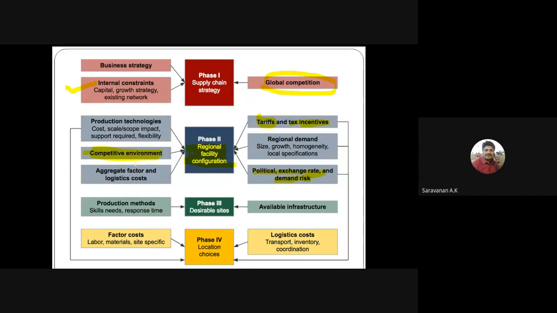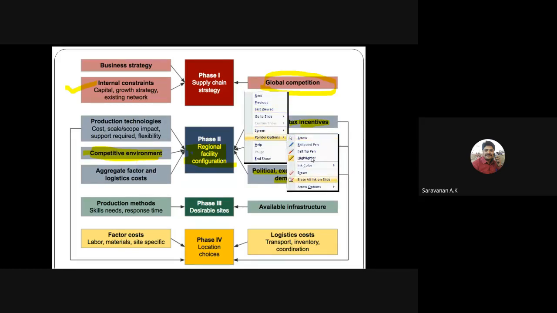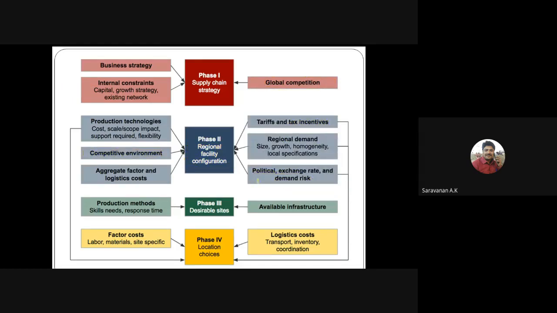The objective of the second phase of the network design, that is the regional facility, is that potential roles and approximate capacities will be allocated. The analysis of phase two starts with forecasting the demand. What is forecasting? They have to forecast earlier whether the product will be required by the customers or not, whether the customers are willing to buy or not. That we have to forecast.